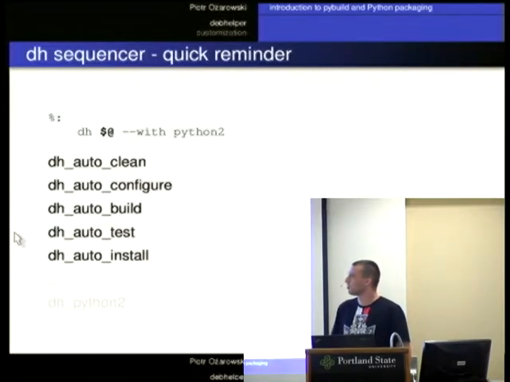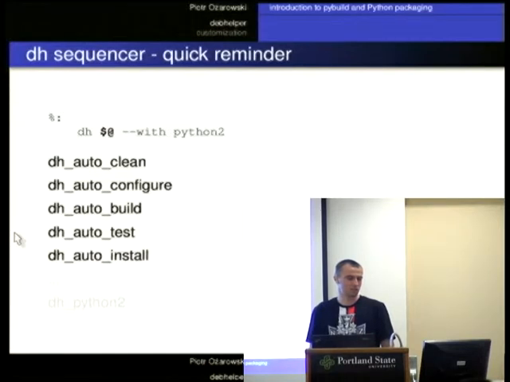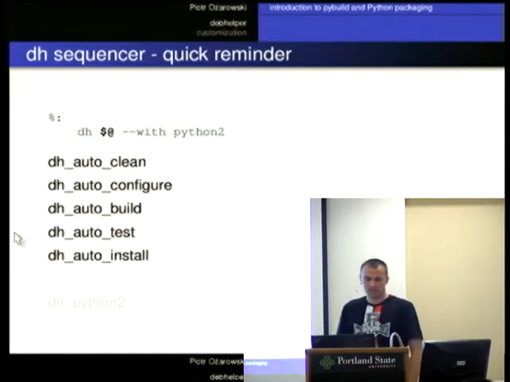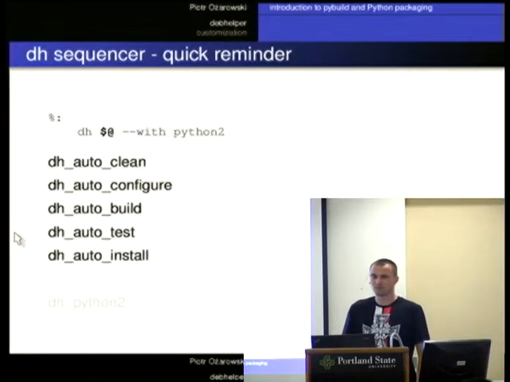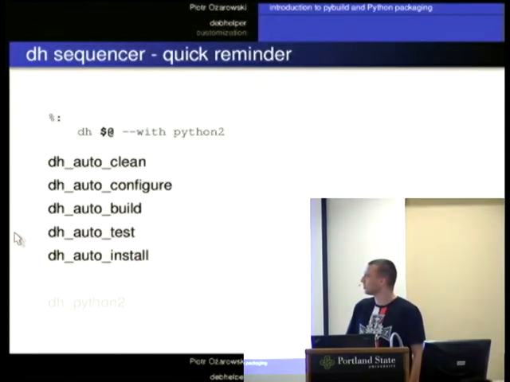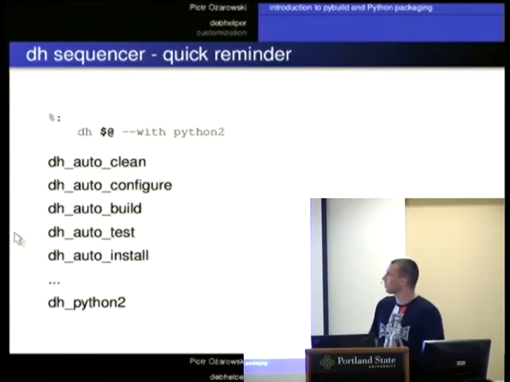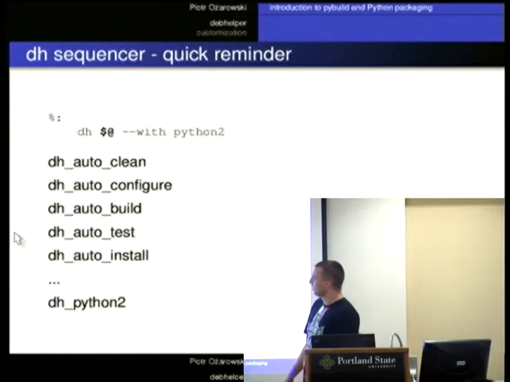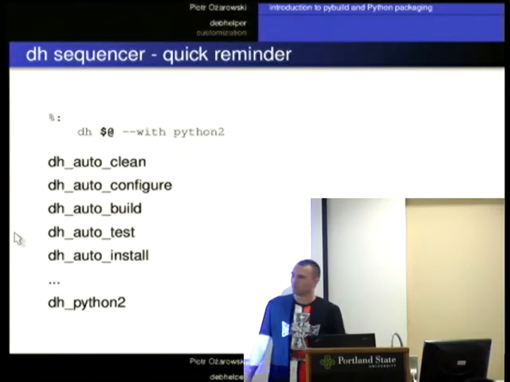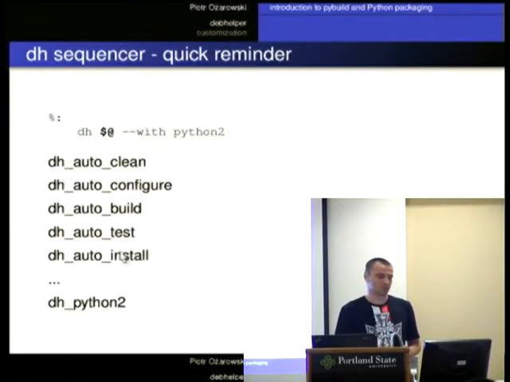And the support for Python 2 in Python distutils build system is actually very good, but it could be better. For example, the dh auto test thing that I mentioned earlier. And what this with Python 2 thing does is it invokes dh_python2 command. But the important thing is that it invokes it after all these commands.